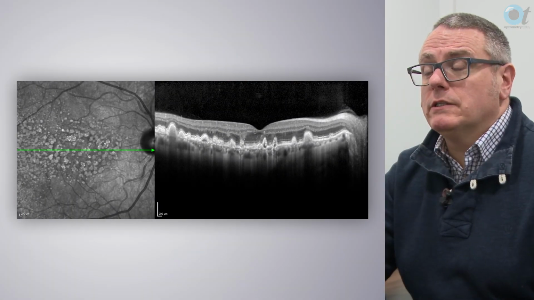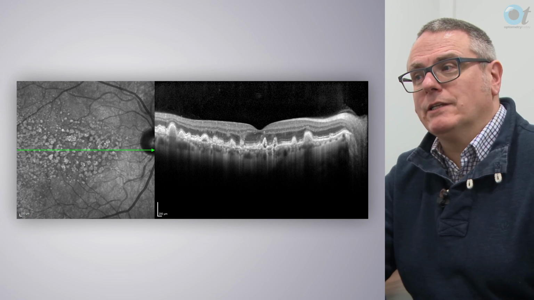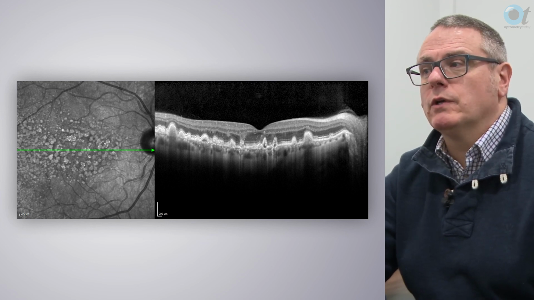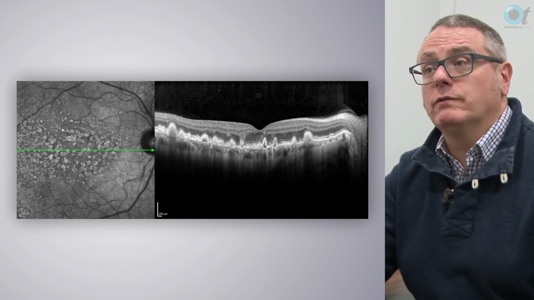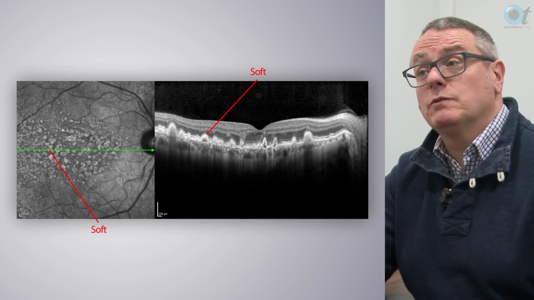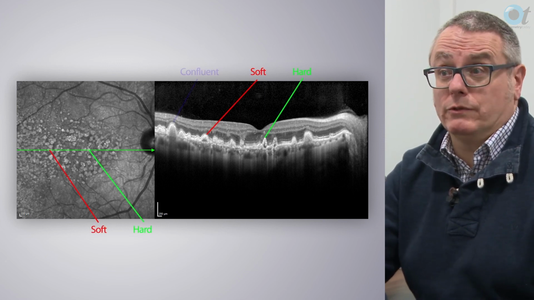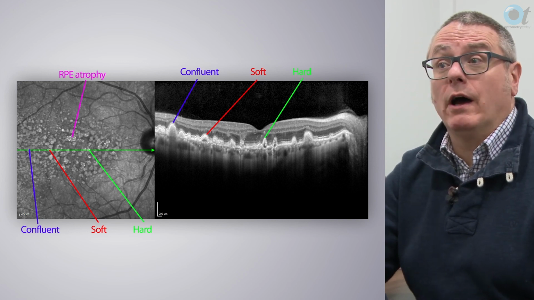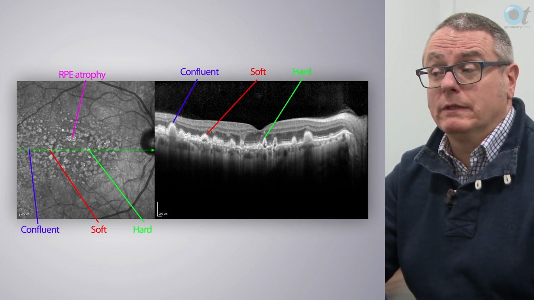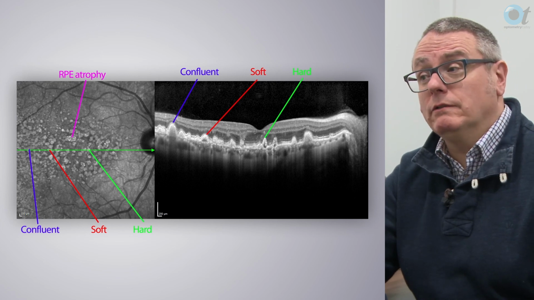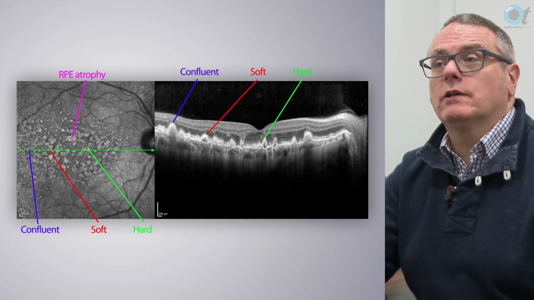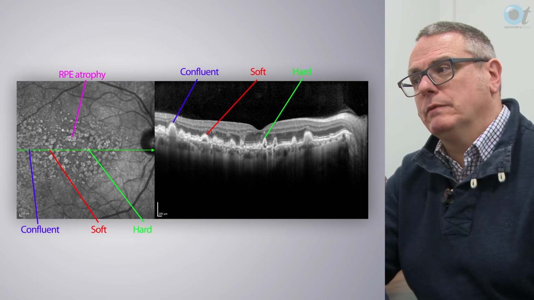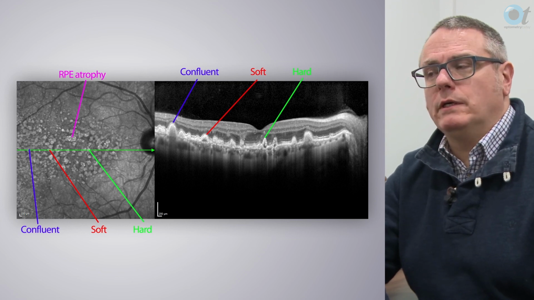The OCTs, again, show a fairly clear change. The fundus reference image shows classical signs of large soft drusen, small hard drusen, and large confluent drusen. There's also a small area of RPE atrophy which appears highly reflective on the infrared reflectance. The OCT cross-section again demonstrates changes that are confined to the outer retina, so we're looking at predominantly RPE disease.